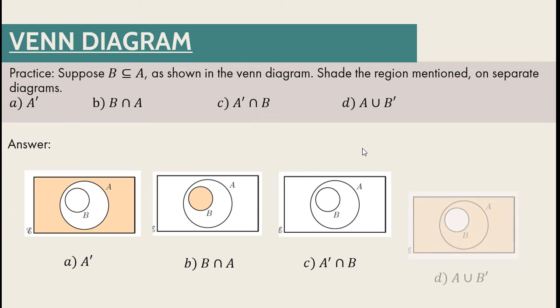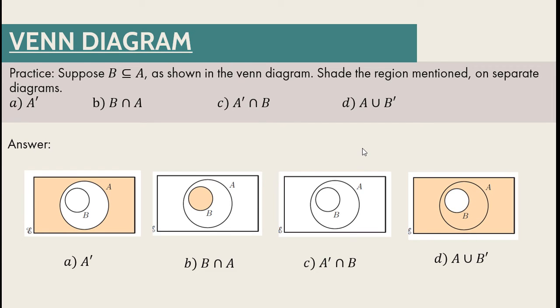Okay, for the last question, the union of A and B prime. A and B prime. It is the set A and the set B prime combined together, and it is actually B prime.